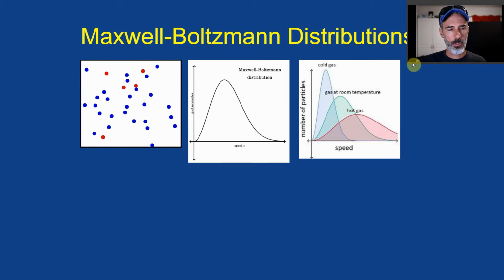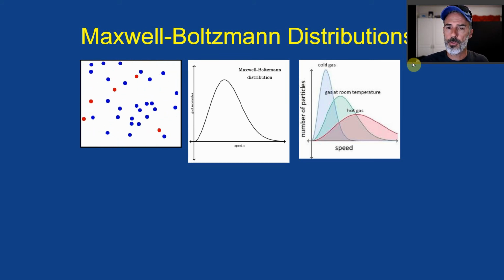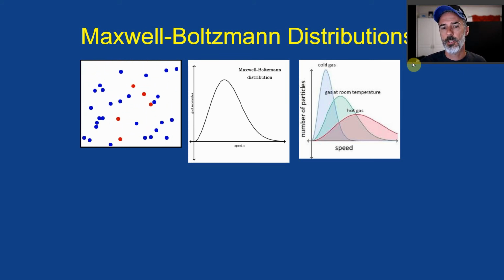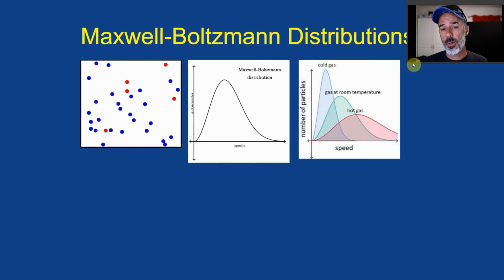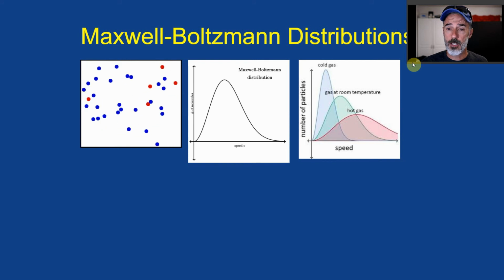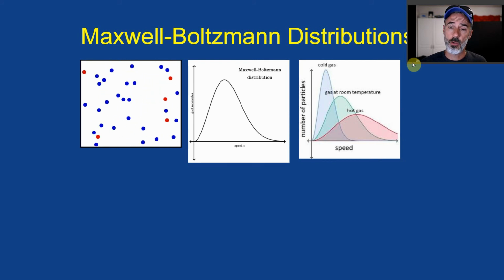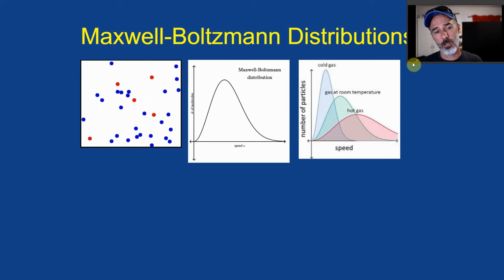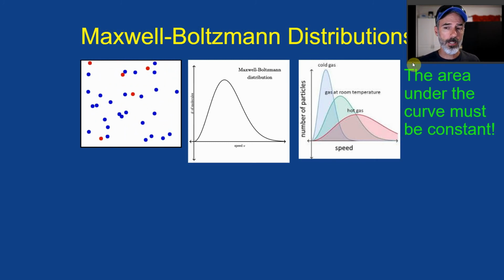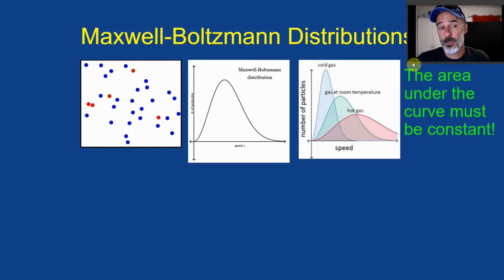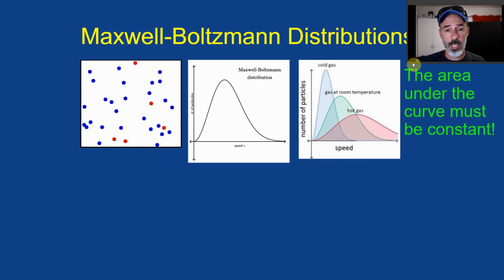So Maxwell-Boltzmann distributions are really simple. They're just meant to express this idea that if you warm a gas up, the average kinetic energy gets higher, but the difference in their speeds becomes wider and wider. Some are going slow, and some are going pretty fast. All right, so the area under that curve must be constant because it refers to the number of particles in that gas.